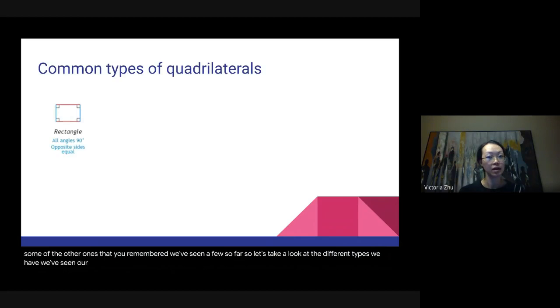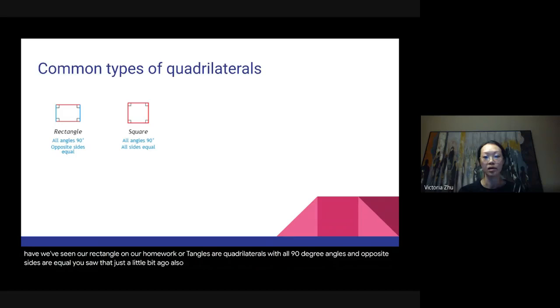We've seen a rectangle in our homework. Rectangles are quadrilaterals with all 90-degree angles and opposite sides are equal. A square, we saw that just a little bit ago. All sides are equal and we have 90-degree angles. Now here comes a few that we might remember or we might not.